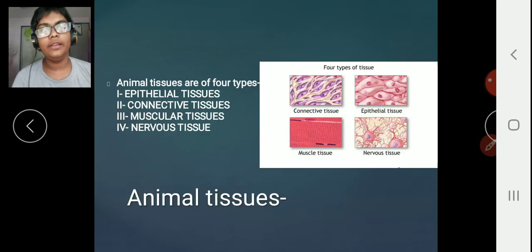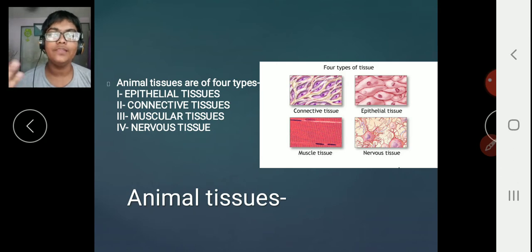So animal tissues are basically of four types. First is the epithelial tissue, second is the connective tissue, third is the muscular tissue, and the fourth is the nervous tissue. Now let's learn about each of them in great detail.